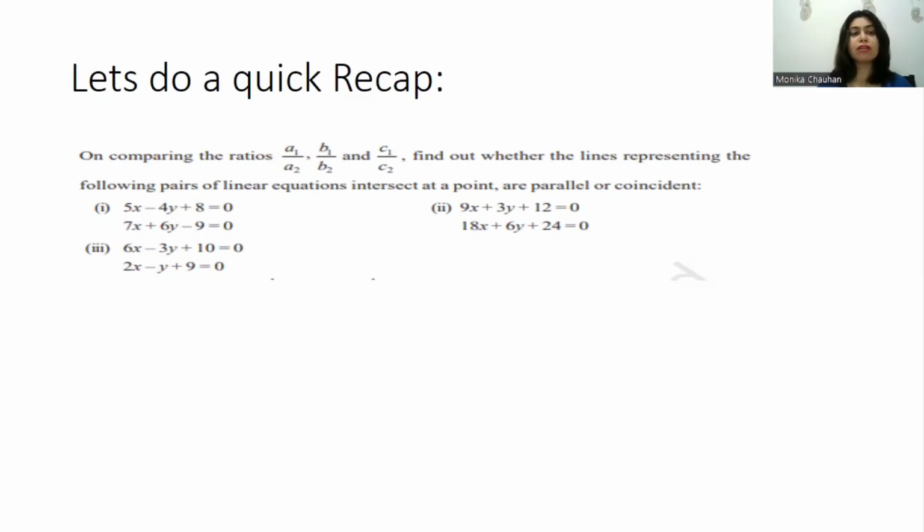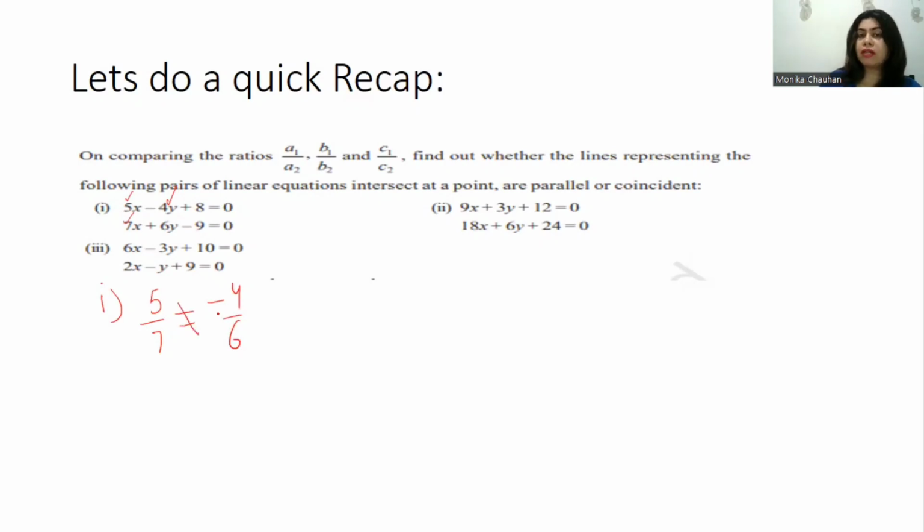Okay, so let's begin with your first question. Now here, let's find out a1 upon a2. This a1 is 5 and a2 is 7. Now what is b1 upon b2? It is 4 and minus 4 and 6. So minus 4 upon 6. Do you think these two ratios are equal? Answer is no, not at all.